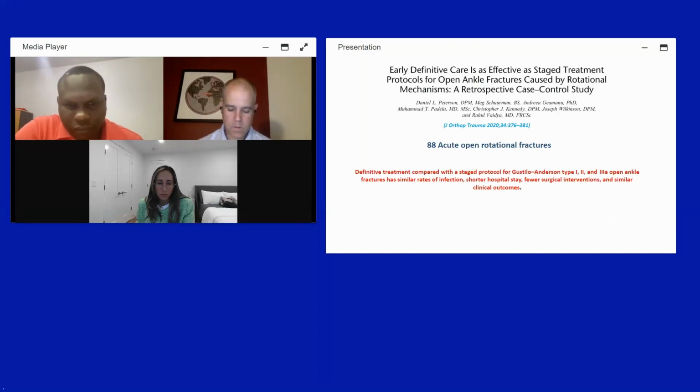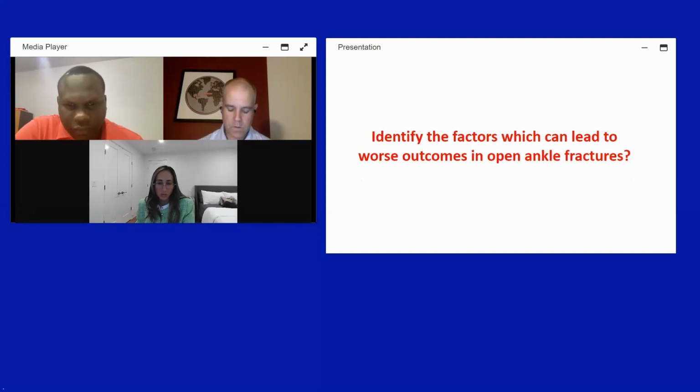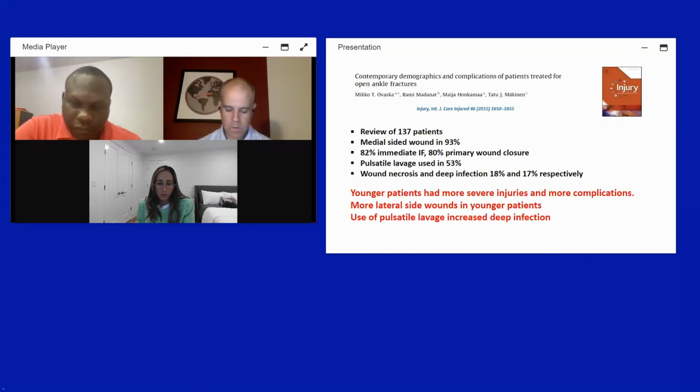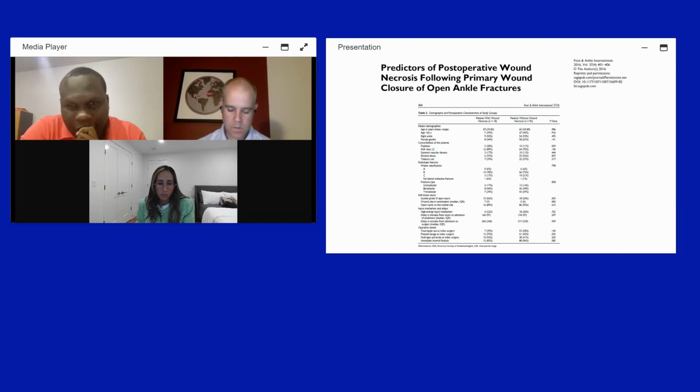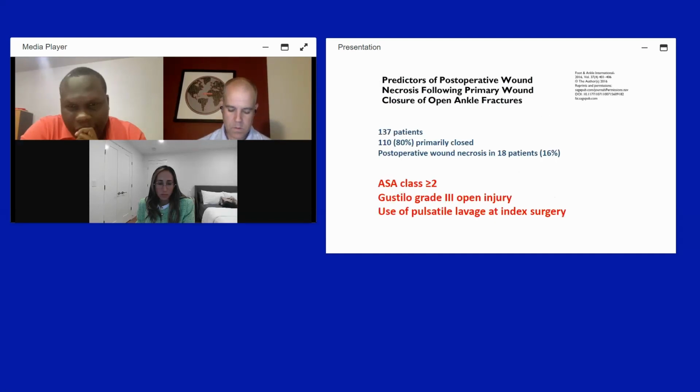I'm not going to repeat these articles again and again. The factors which have been associated with infections are, again, from the same paper. So I'm not going to go through the predictive factors which have been well discussed. I'll just skip these.